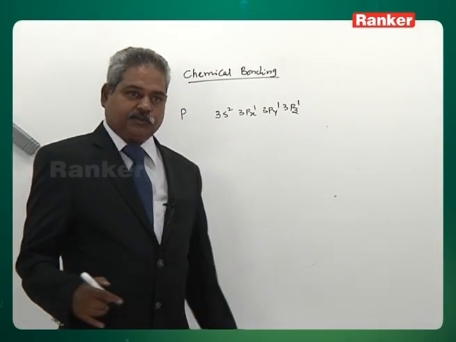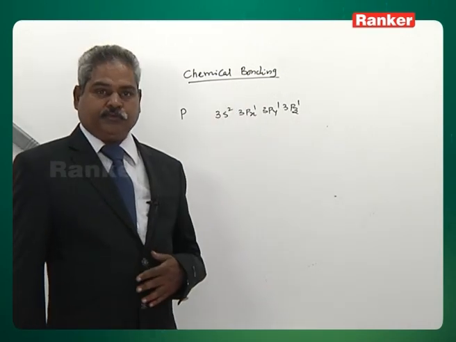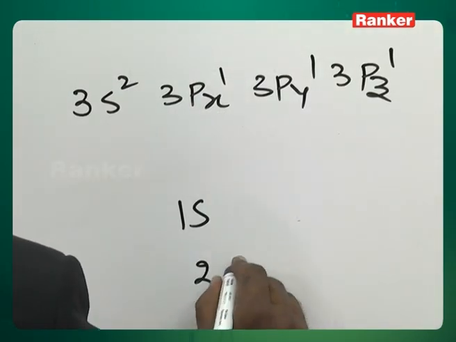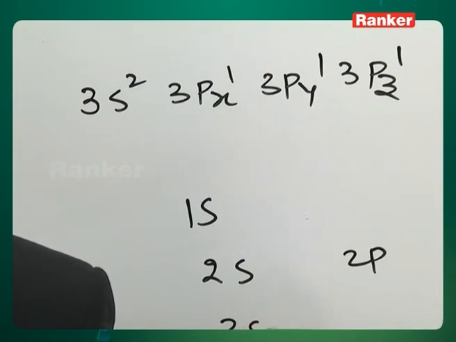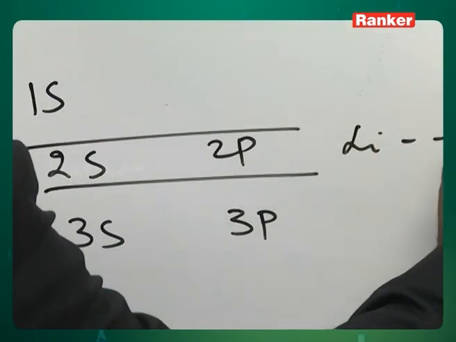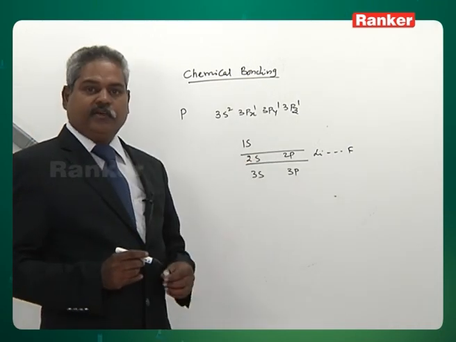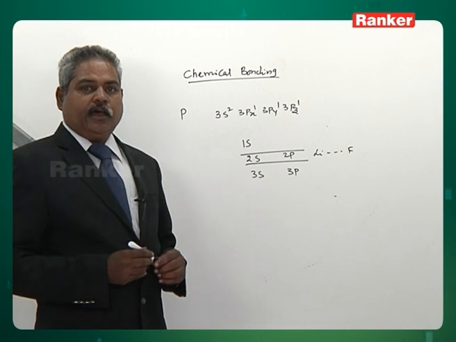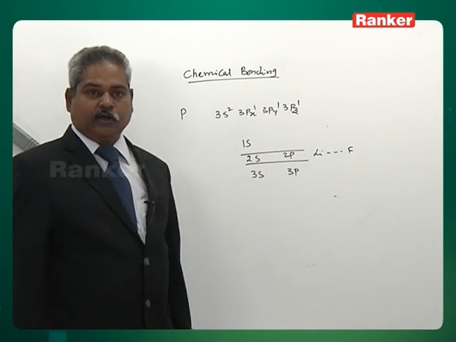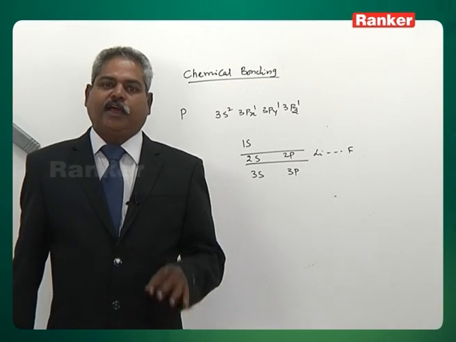Similar to nitrogen, the only difference being 3s instead of 2s. Nitrogen belongs to the second period, and you know the sublevels: 1s, 2s, 2p, 3s, 3p. Elements of the second period, lithium to fluorine, have only s and p sublevels, and only 4 orbitals, 1 s orbital and 3 p orbitals. So their maximum covalency can be 4 only.